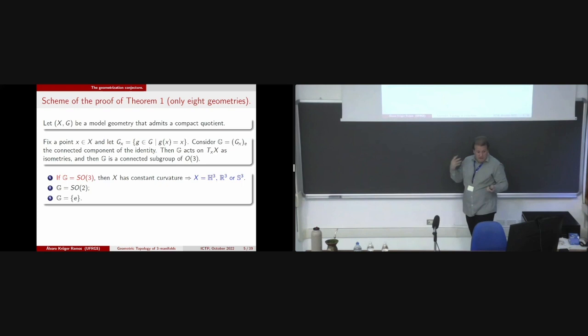So if it's the whole group, then X is going to be one of those isotropic manifolds. Any point is the same, but also any direction is the same.